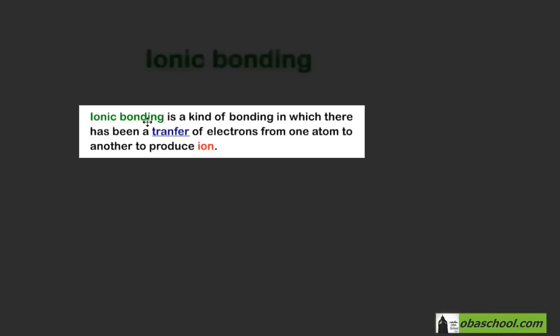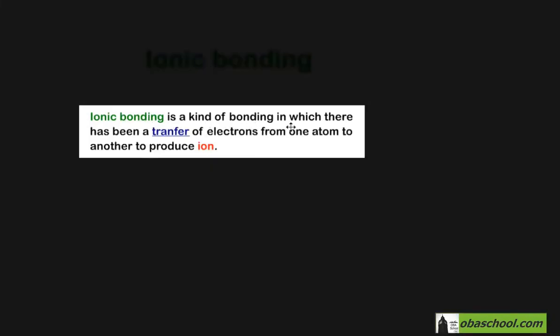Moving on to ionic bonding. We studied covalent bonding before, and now we will study the second type of bond, which is ionic bonding. Now, what is ionic bonding? Ionic bonding is a kind of bonding in which there has been a transfer. So focus on transfer, it's the key word here. There is a transfer of electrons from one atom to another to produce ions.